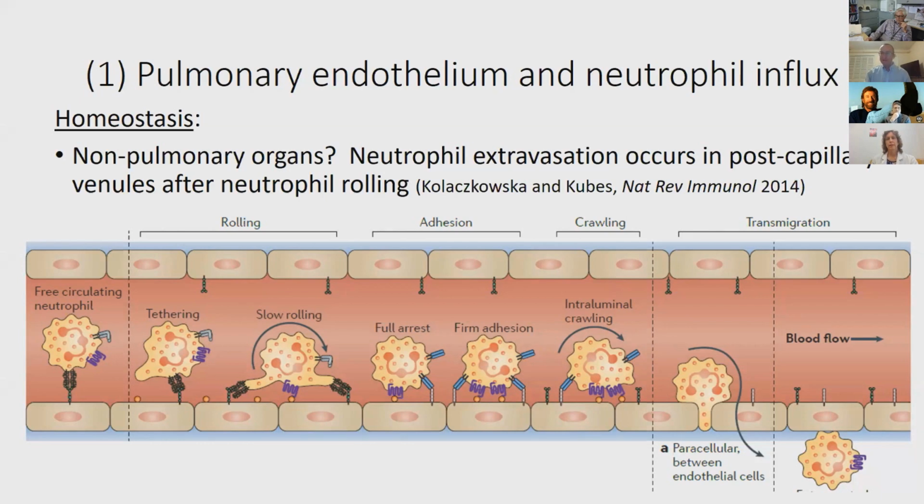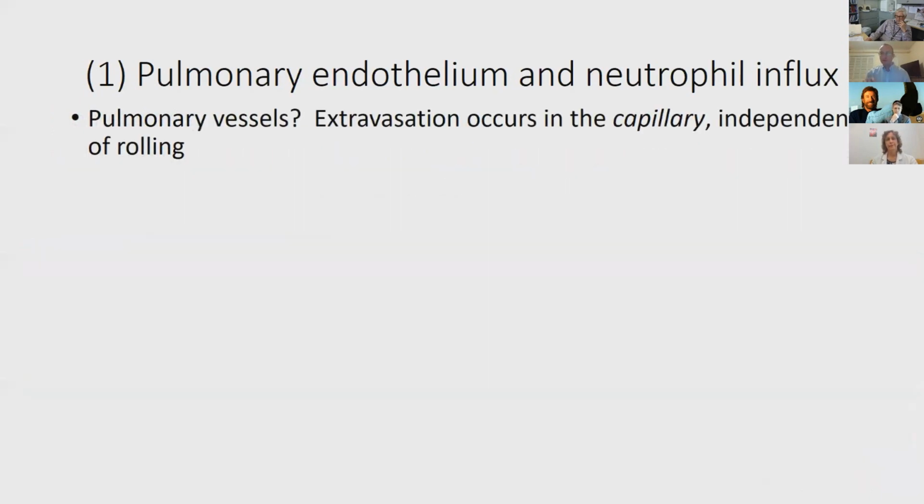The lungs, however, are fundamentally different. Neutrophils don't go out in the post-capillary venules, they go out in the alveolus itself, in the capillary itself. And it doesn't require rolling at all.